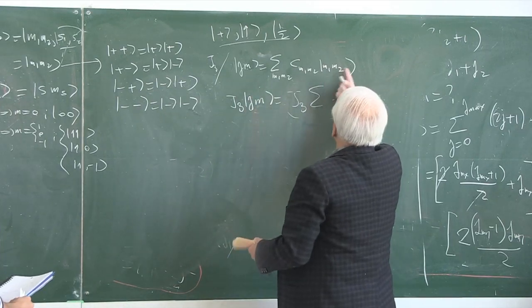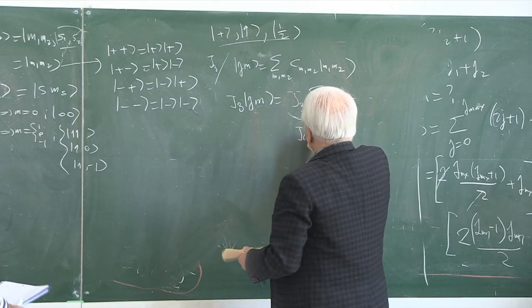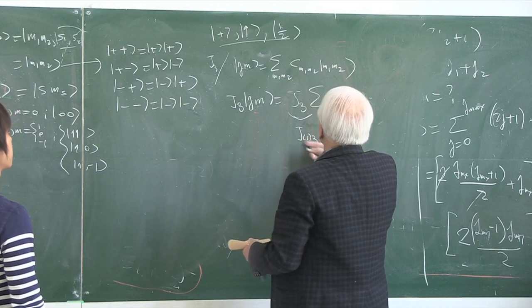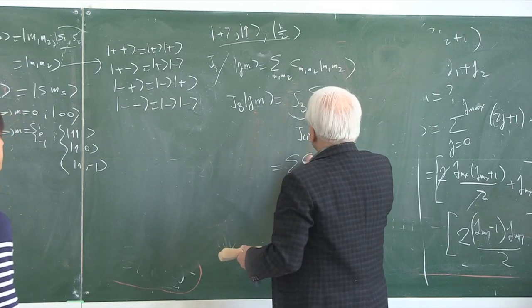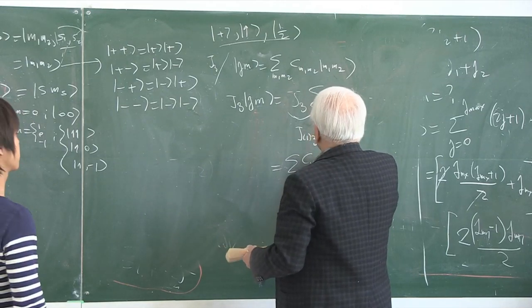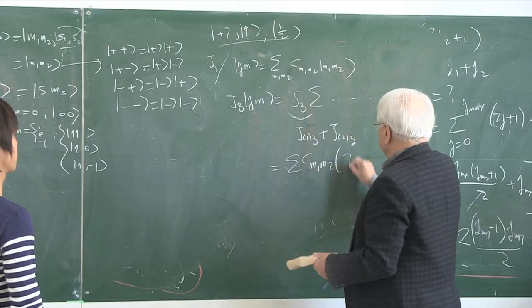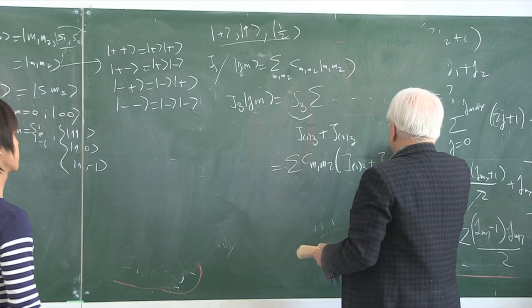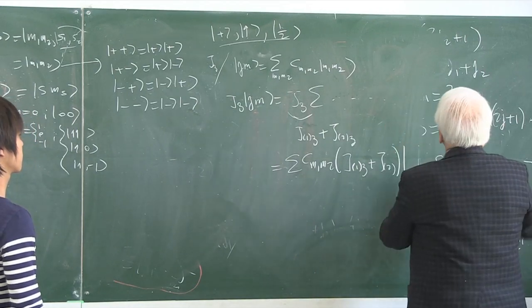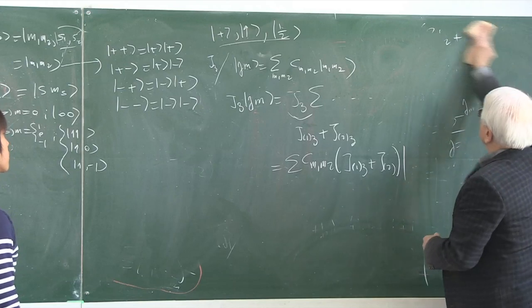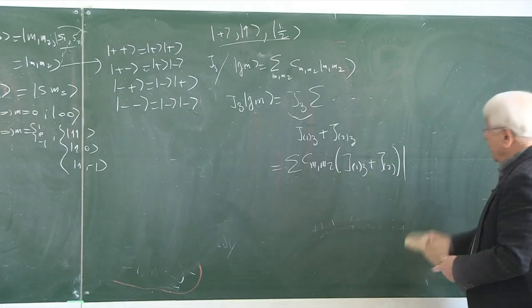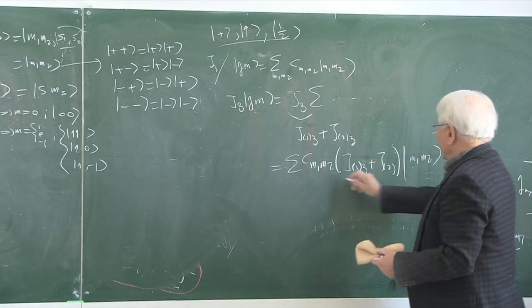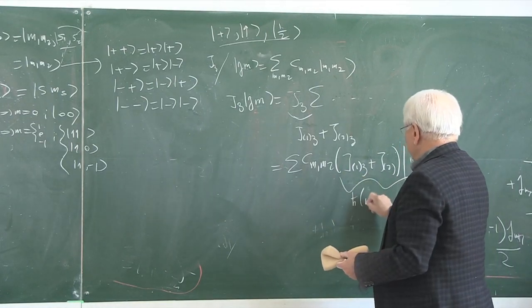What is JZ in this? That's J1Z plus J2Z. And I move it in, C(M1, M2), J1Z plus J2Z, acting on |M1, M2>. What is this? It's h bar.